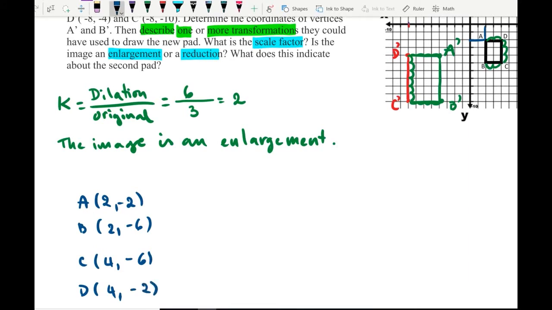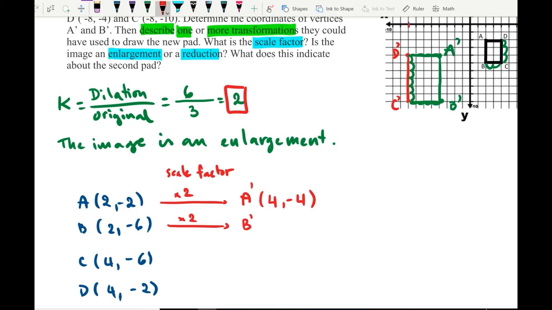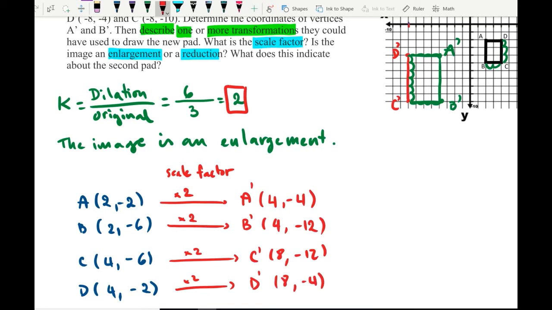These are the original coordinates. We're going to do the scale factor, which was 2, so we multiply everything by 2. A prime is going to be (4, -4). B prime is going to be 2 times 2 is 4, so (4, -12). C prime equals (8, -12). And D prime, you're going to times 2, D prime is going to be (8, -4). So that is A prime, B prime, C prime. We're going to check our answer.